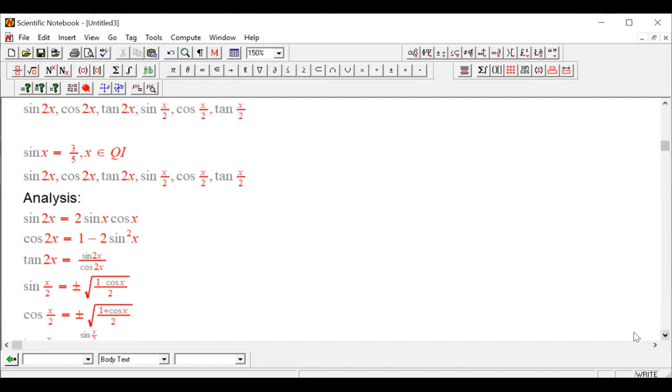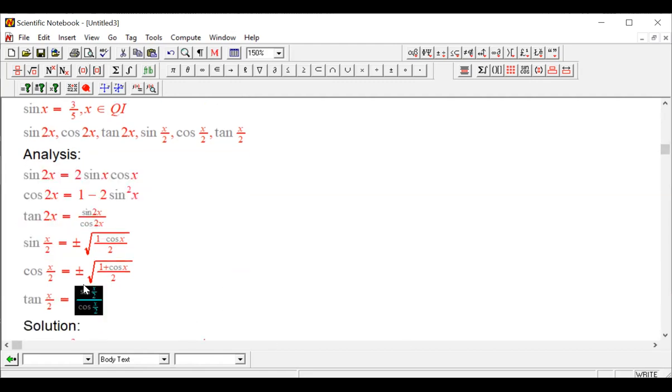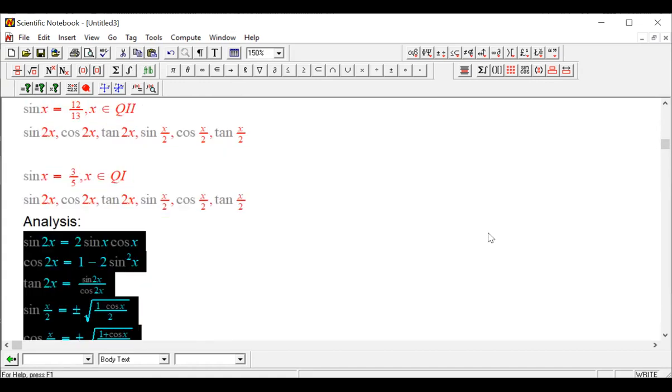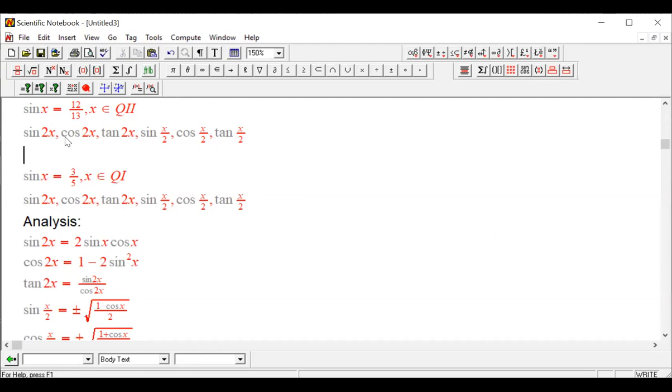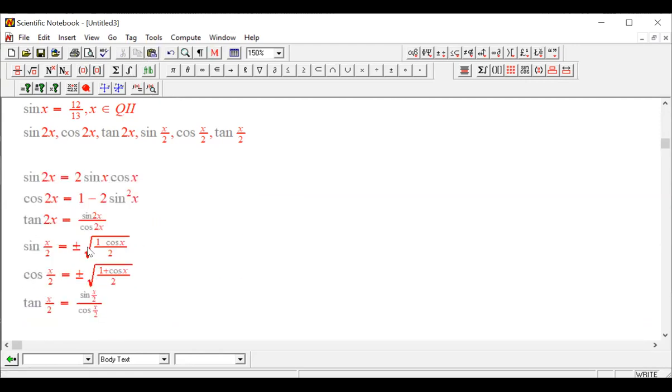As we analyzed earlier, we just need to find cosine. Then we can just plug in. But here, there's some analysis about sine. These formulas, we have them all, but in order to use these formulas, we only know sine. We need to find cosine.